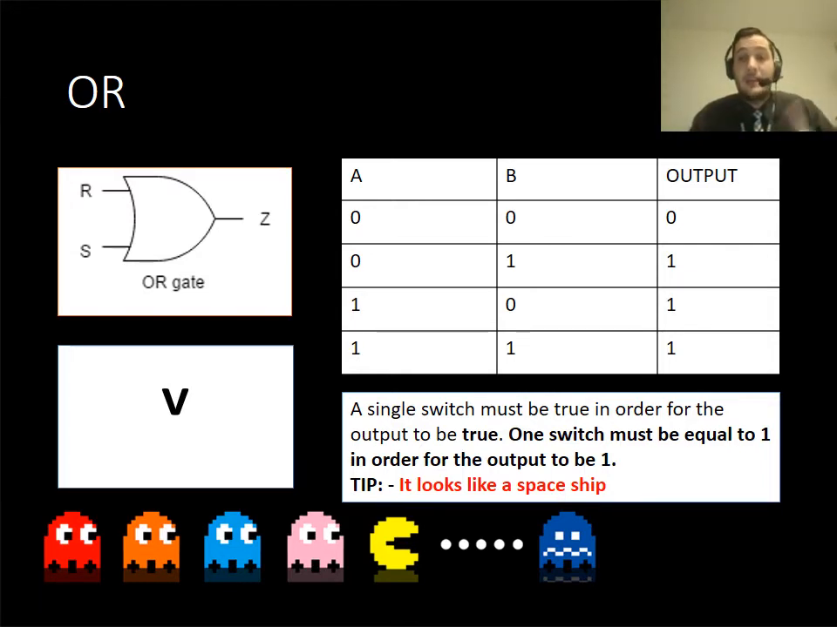Now the OR gate, either switch can be true. And I kind of help my students remember this by saying it looks a bit like a spaceship, or if you're a bit of a Trekkie or you like Star Trek, it looks like the badge that they used to wear. So that's kind of how I help them remember that. So this is an OR gate, and either switch must be true for the output to be true.